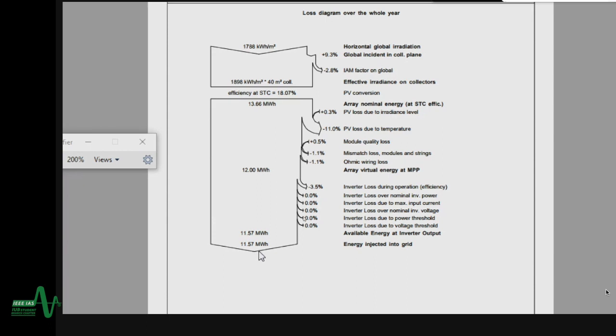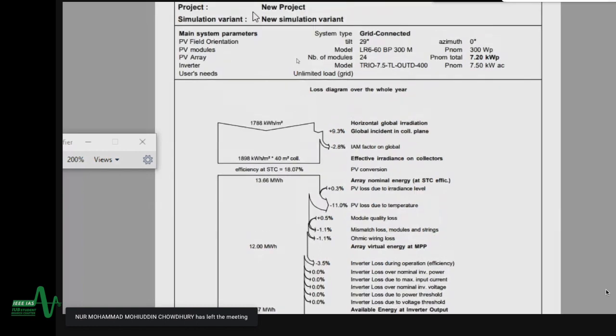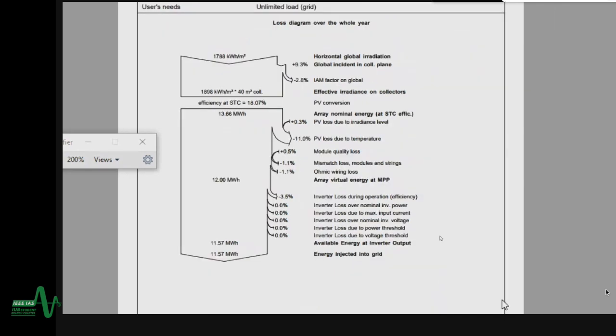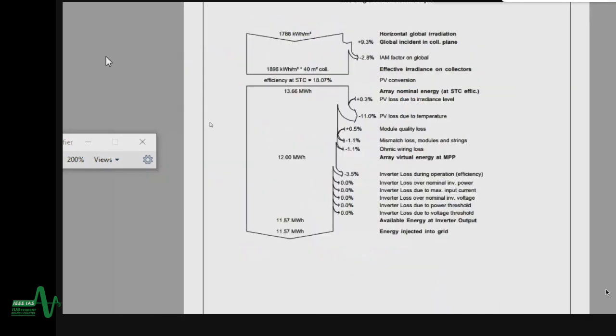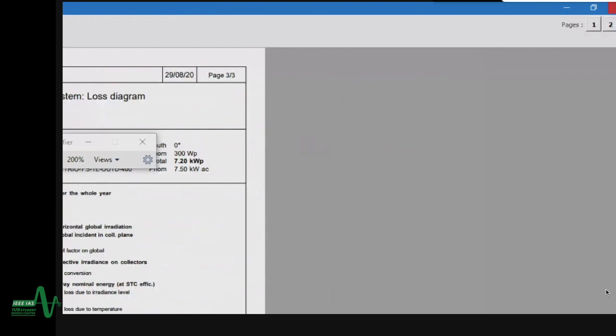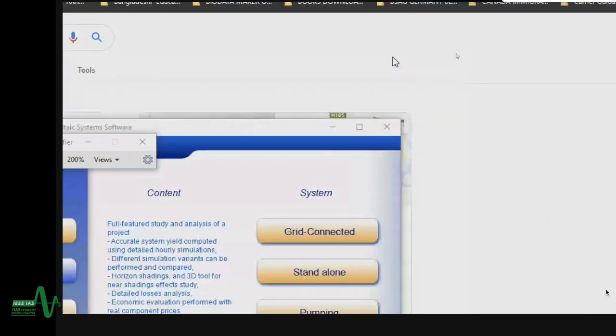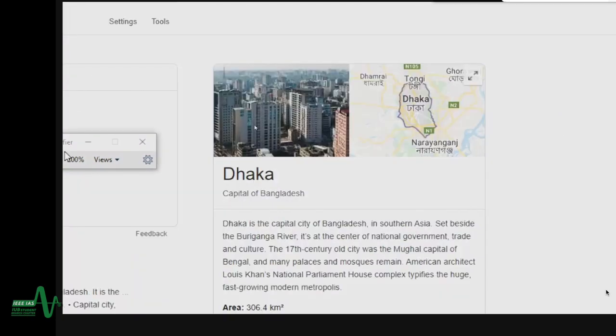And energy injected into the grid is 11.57 megawatt hour, and always remember it is a per year value. Yes, and it's already showing it. The total nominal power required is 7.2 kilowatt, and we have designed it for 7. So that's the question we have already done for the grid tie inverter system.